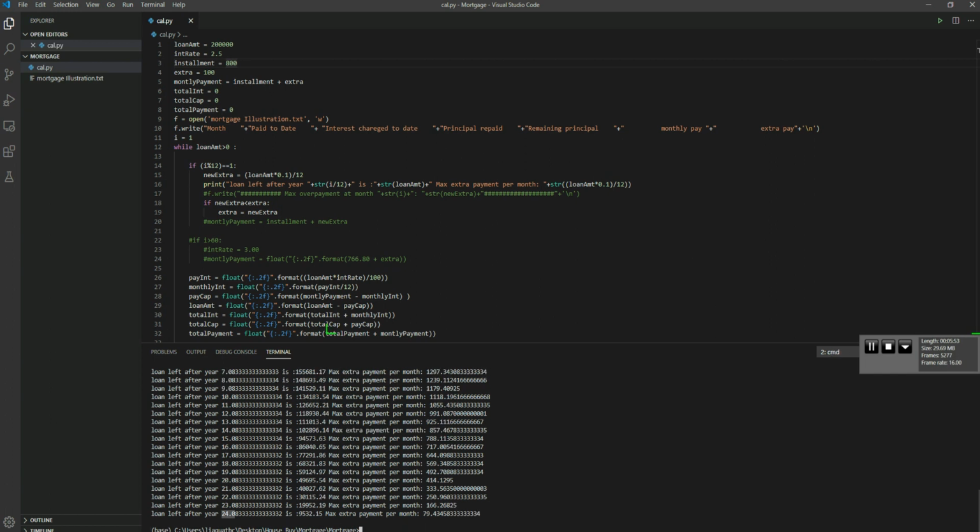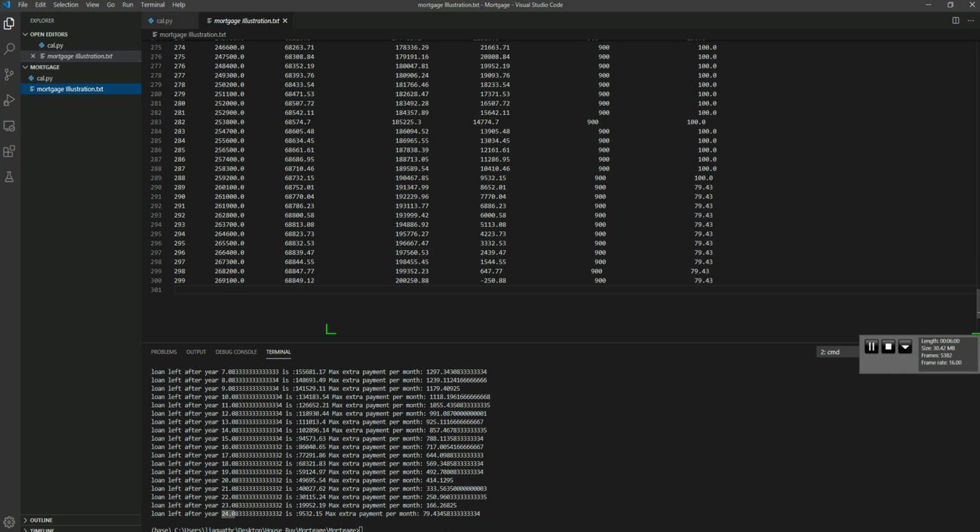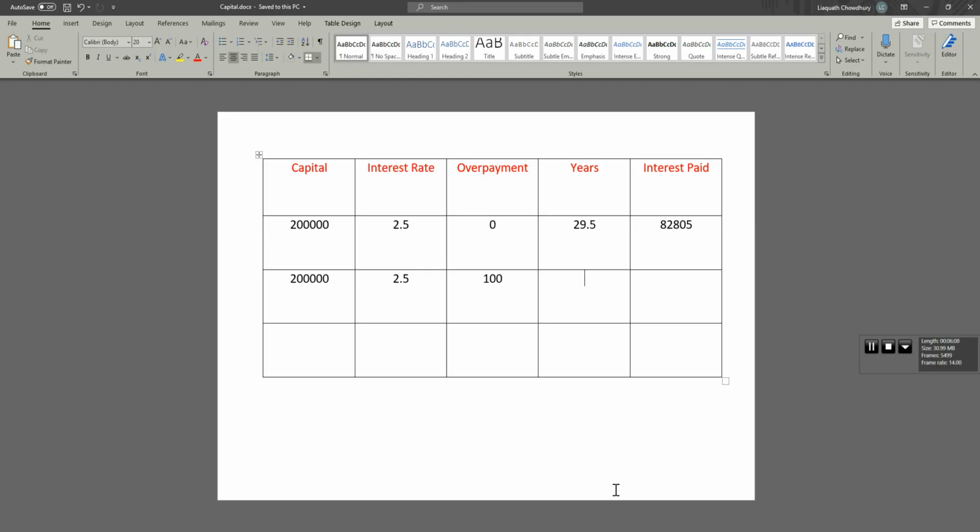So wow, you can see it's 24 years now. If we go back to our mortgage illustration, that's now 299 months, which will be around 24 years, you can see here. So you have already saved like 5 years. Let me put, saved 5 years. And how much cost are we saving here?